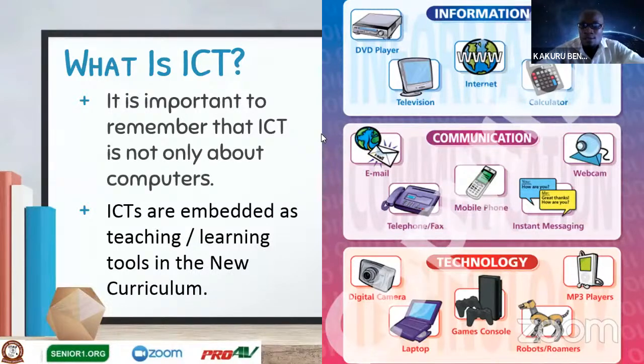Talk of information. We have devices that give you only information: a DVD player, television, going on the internet to search, using the calculator for calculations, listening to the radio. These give you information and many more. Talk of communication. We have collaborative tools such as email, send and receive. You can talk of a telephone or a fax machine, a mobile phone, social media applications like WhatsApp and Facebook, and webcams. Then when it comes to technology, talk of a digital camera, a laptop, game consoles, robots, MP3 players. This is all about gadgets.